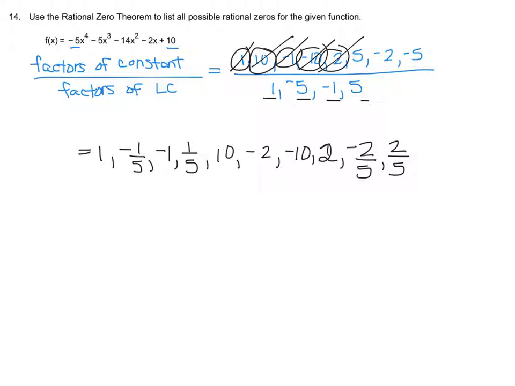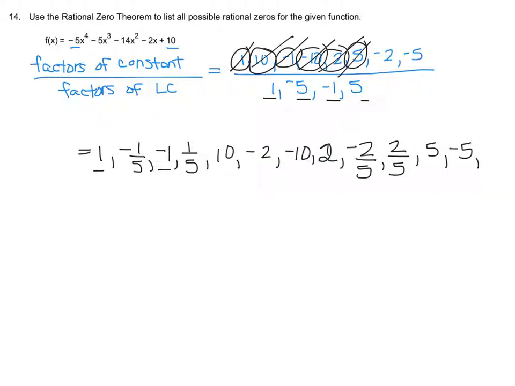Now we can move on to 5. So 5 divided by 1 is 5. 5 divided by negative 5 is negative 1, but I already have that in my list. 5 divided by a negative 1 is a negative 5. And then 5 divided by 5 is a positive 1, but I already have that in my list.